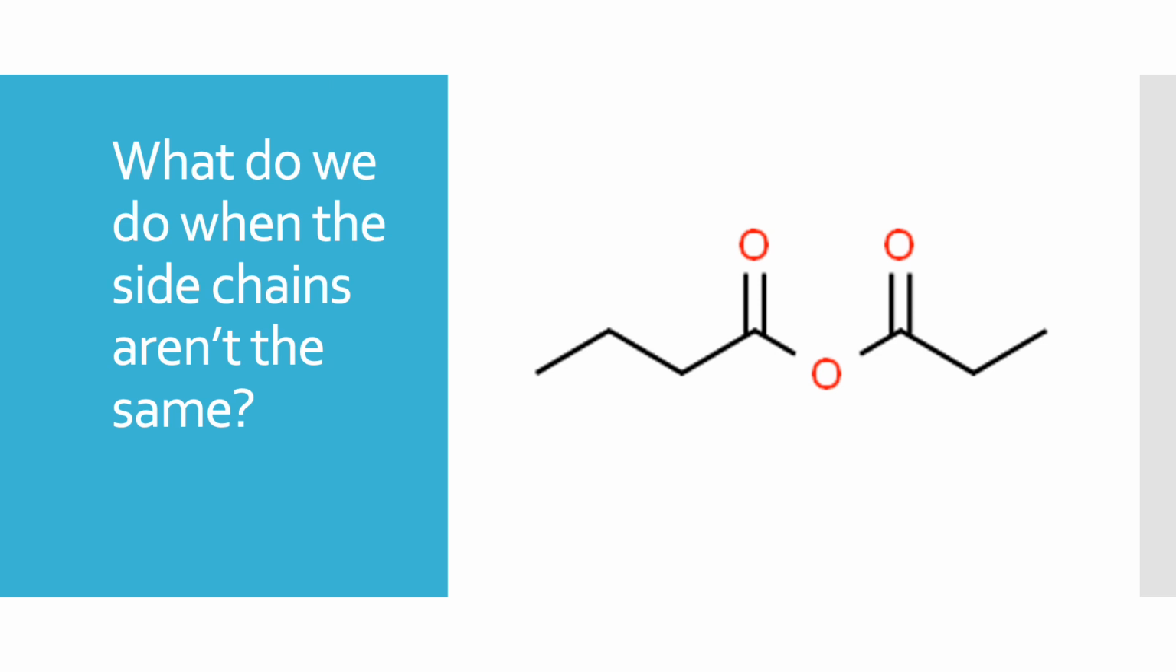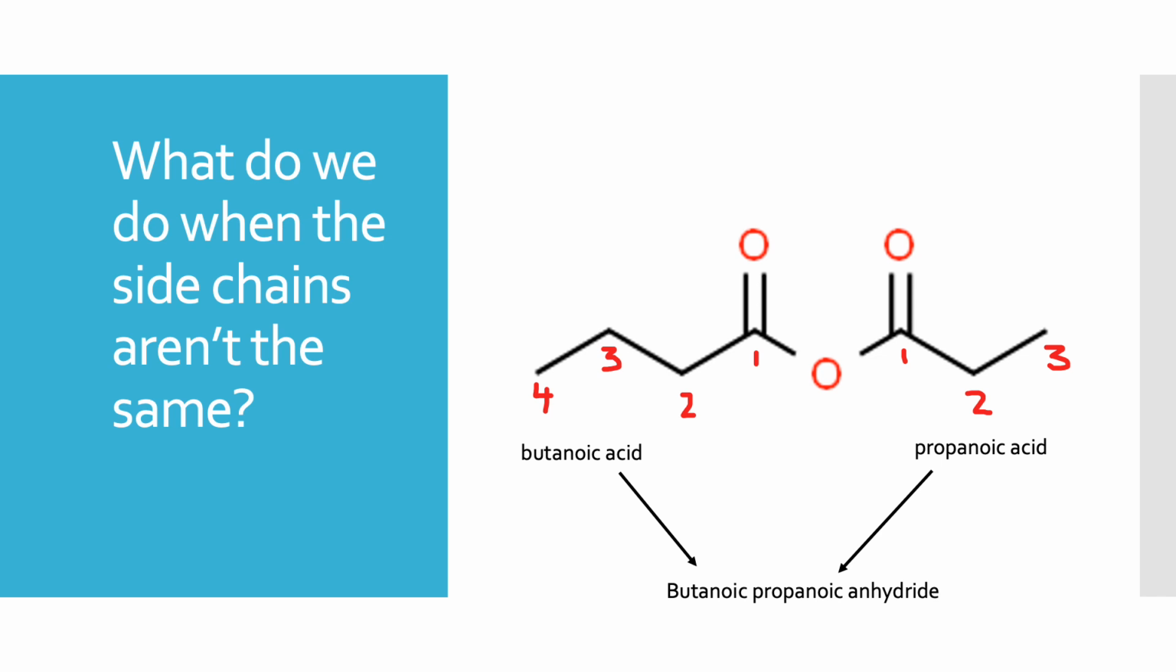So what do we do when the side chains aren't the same? It's pretty simple again. Here we have another anhydride. We can see by the distinctive pattern of the oxygens in the middle. Let's count the chains on either side of the oxygen. So on one side we have 3 and the other we have 4. We know the prefixes for those numbers are prop and but. So the 2 carboxylic acids that must have made this anhydride are propanoic acid and butanoic acid. If we drop the acid off of the name and add anhydride to the end and put them in alphabetical order because that's what we do in nomenclature, we get butanoic propanoic anhydride.